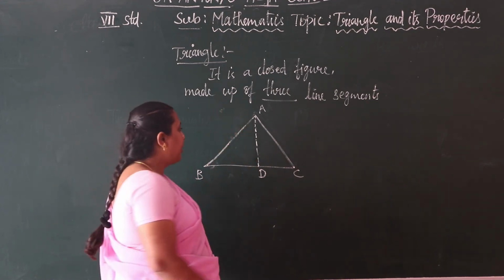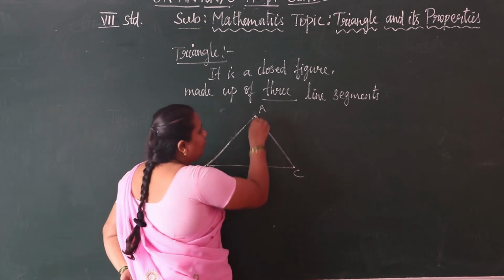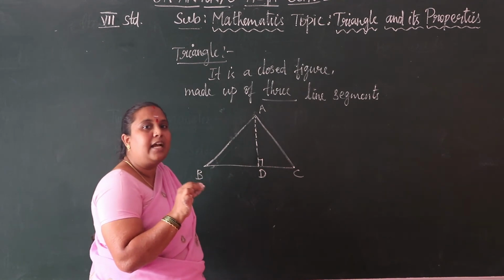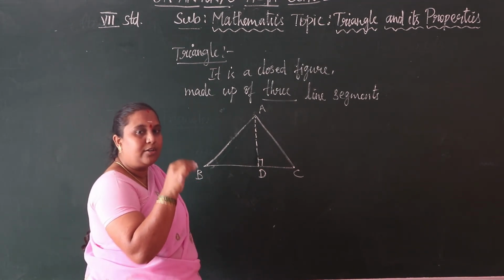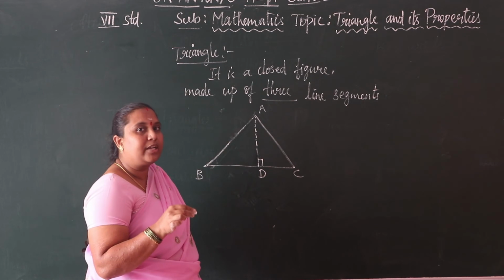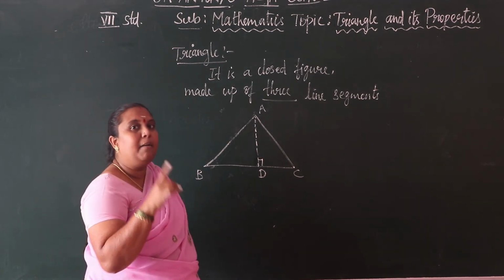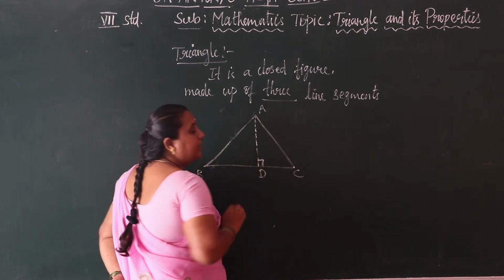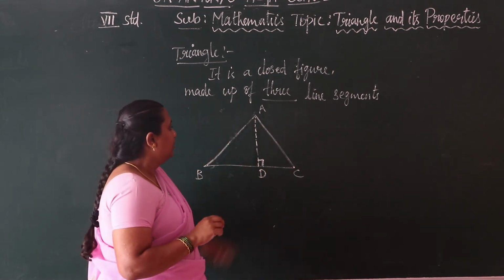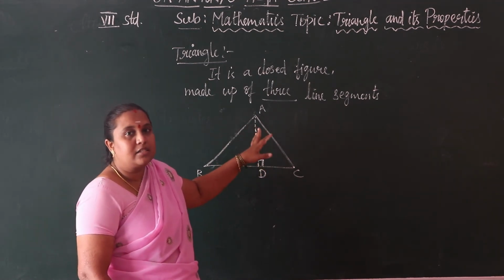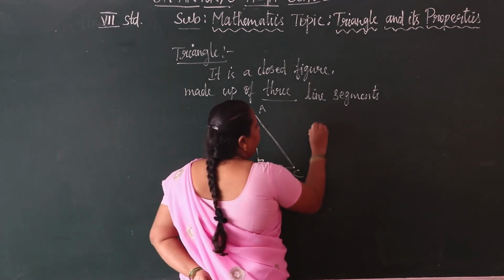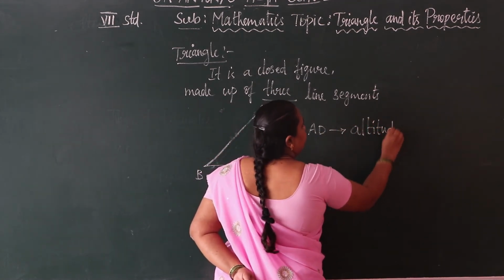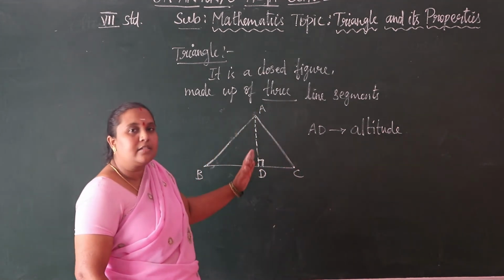The line segment we draw from vertex A to the opposite side BC is a perpendicular line segment. Since it is perpendicular, the angle is 90 degrees. This we can say is an altitude. Now AD is the altitude.